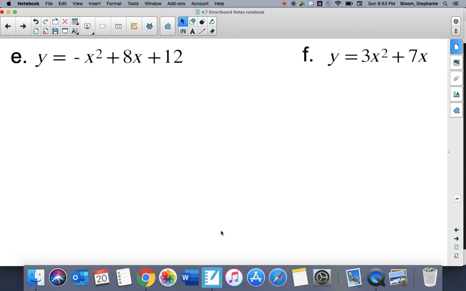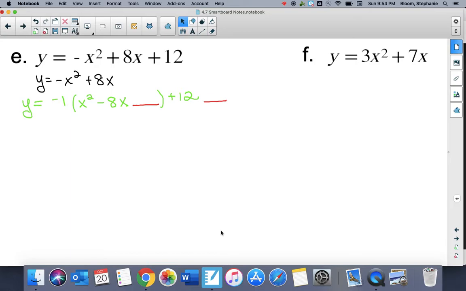Okay, so on E, notice that my A is not +1, it's actually -1, so we need to deal with that. So again, I'm only looking at my first two terms. Nothing else matters when I'm completing the square. So I'm going to take out a -1, and that will give me x squared and then minus 8x. And then I know I gotta leave a spot open, and then I bring down +12, and then I need to leave a spot open. And then I need to bring down my y equals.